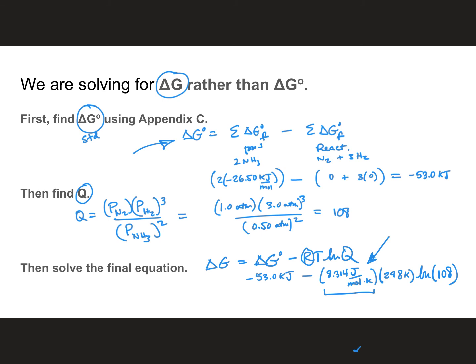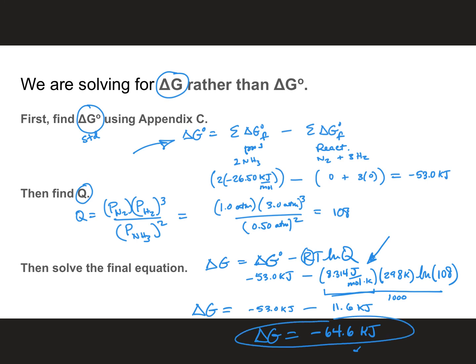This is going to give me an answer in joules, and I'm going to want to divide this whole mess by 1,000 to make kilojoules. And so delta G will equal, get your calculator out and play with the math. I will do the same. And the value I'm getting for delta G at these non-standard conditions is negative 64.6 kilojoules. Notice that at standard conditions, it was already spontaneous, and at these non-standard conditions, it is in fact more spontaneous because it is more negative.